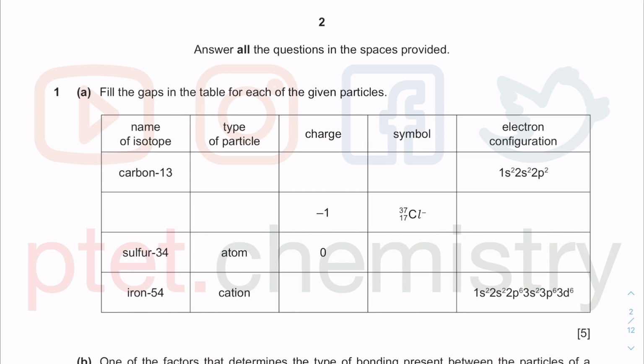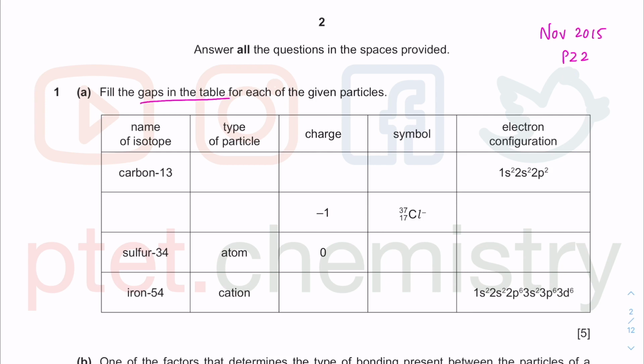In this tutorial video we'll go through this November 2015 paper 22. This is a paper 2 variant 2 for the Cambridge International A-level exam, which is suitable for any 16 to 18 year old students all around the world. In this first question, we have to fill in the gaps.